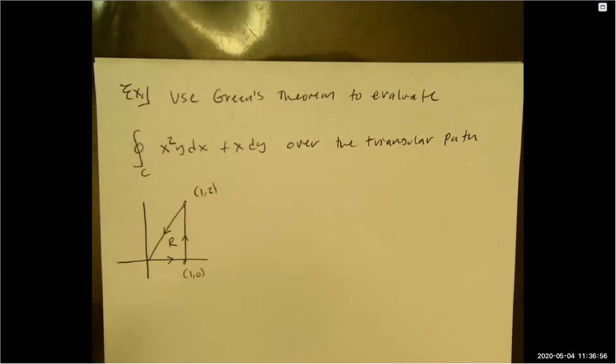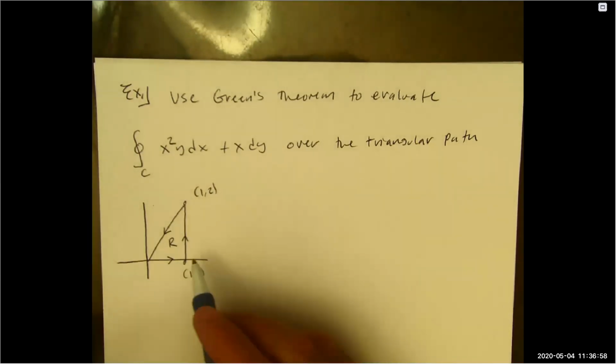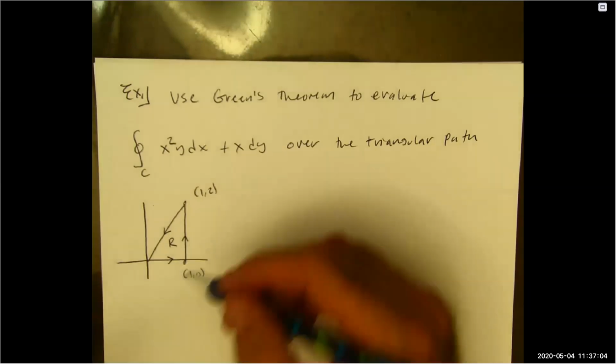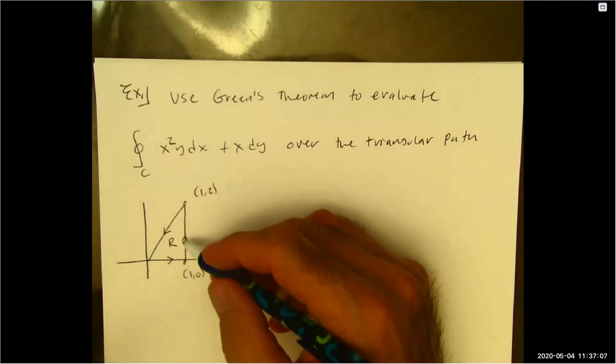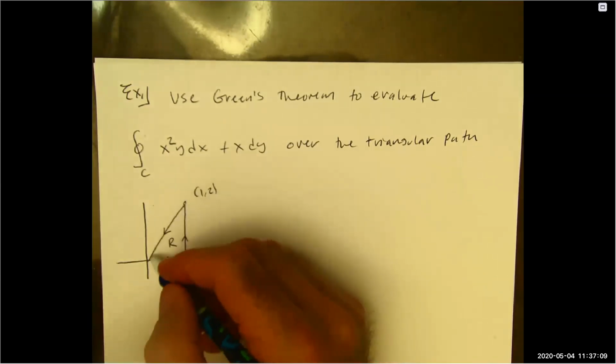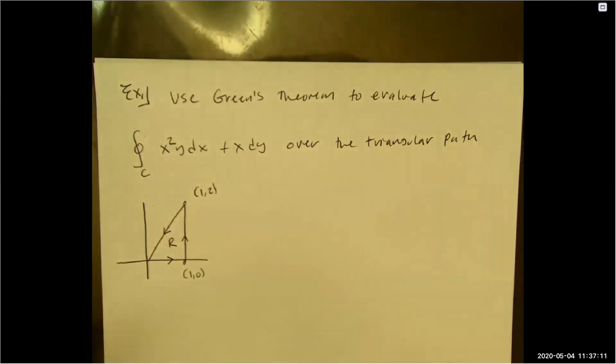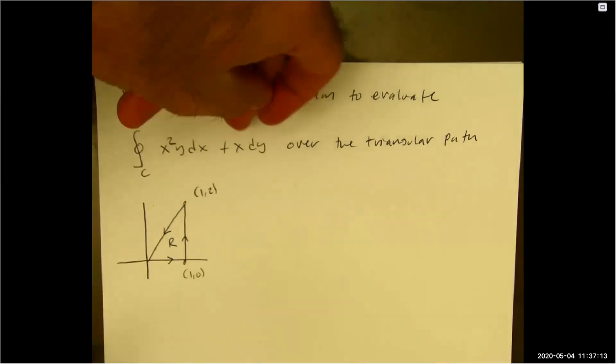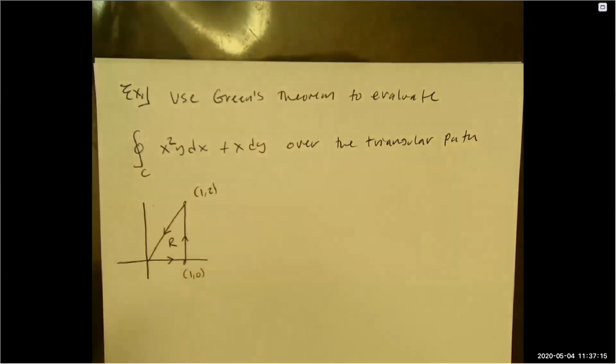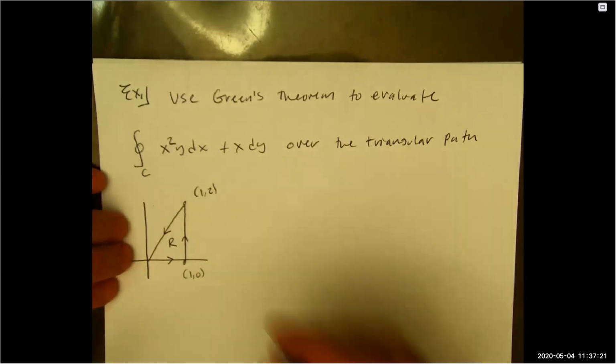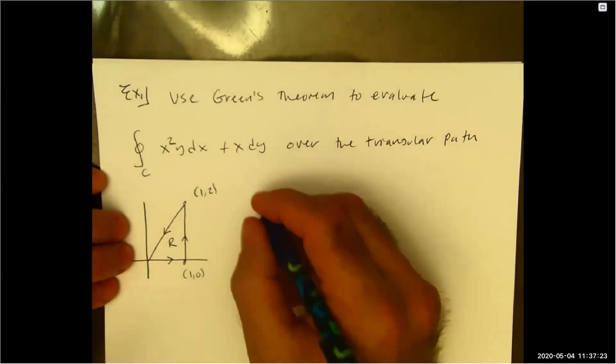And so if we had to do this normally, we would have one parameterization for this curve along the x-axis, another one for this vertical segment, and then a third one for this last segment. Then we'd have to evaluate the line integral on each of those segments and then add it up. So it would be kind of a pain in the neck to do that because there are 3 individual segments. But with Green's theorem, we're going to see that it's much easier.